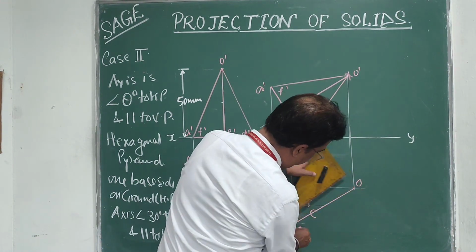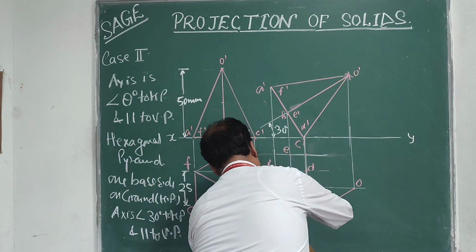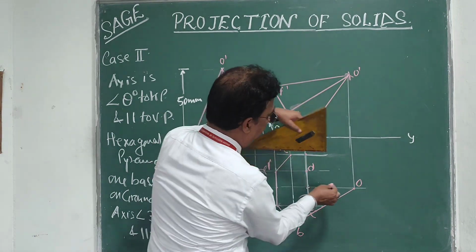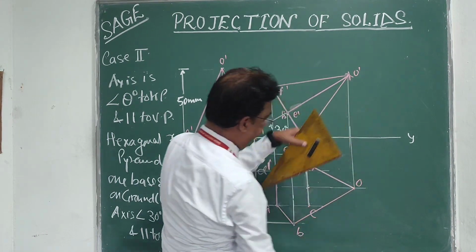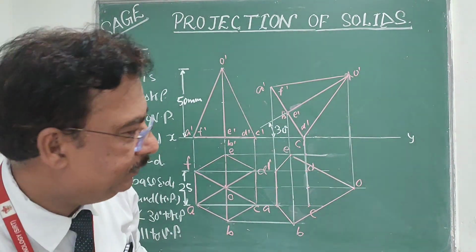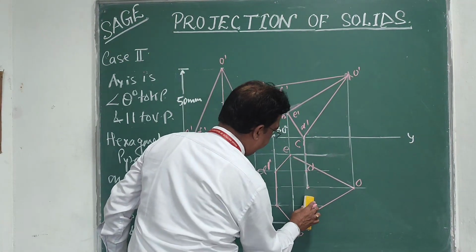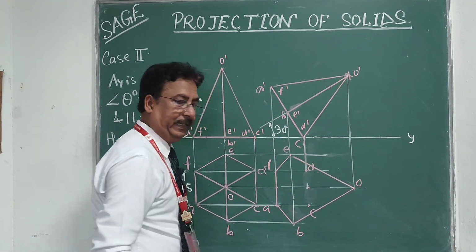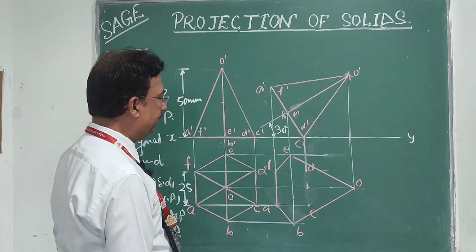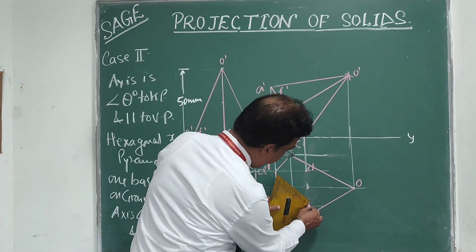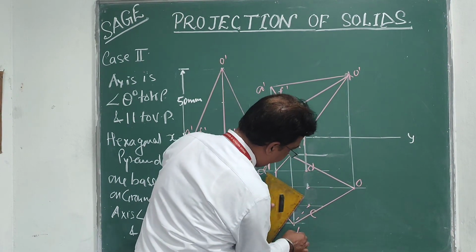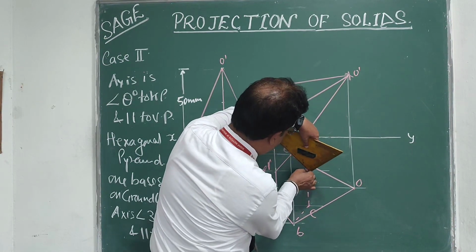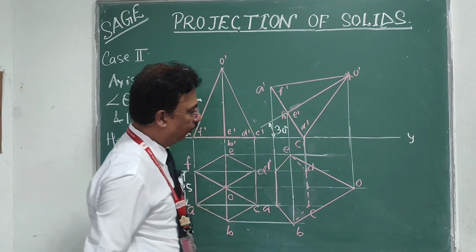So the extreme part of the solid will be from O to B, then B to A, then A to F, then F to E, and return back from E to O. So this way I can mark all these lines. After that, the next step will be the remaining edges. As you see in this figure, AB, AF and EF will be joined by solid lines. The remaining edges of the solid, the base of the solid, will be dotted lines. So these three lines, BC, CD and DE, are dotted lines. So mark them dotted.